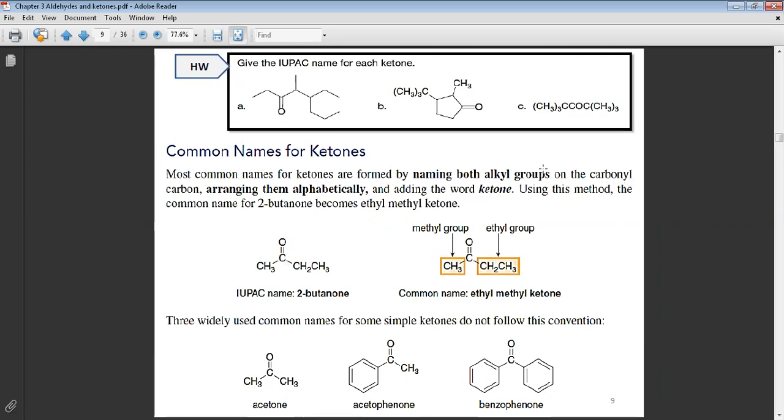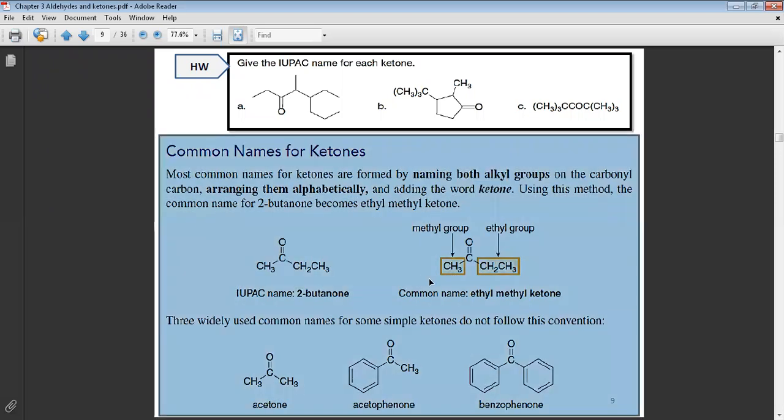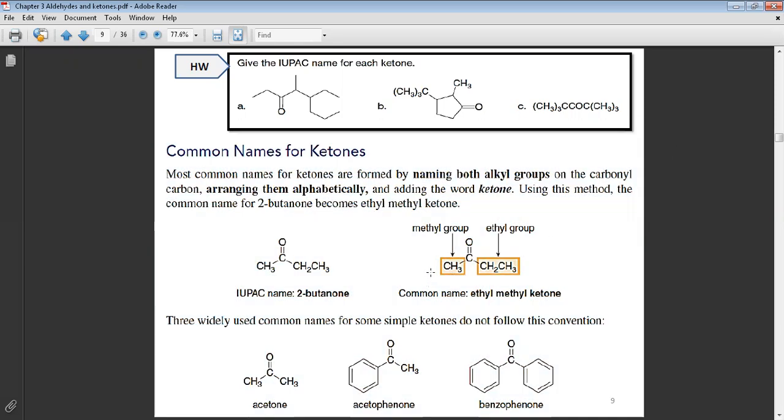Okay, by naming both alkyl groups on the carbonyl, and arranged alphabetically. If you have methyl and ethyl, that means ethyl methyl. Okay, and put the word ketone. This is the ketone. This is methyl ethyl ketone, with a space. If you look, we have a space here. This space is not IUPAC system.